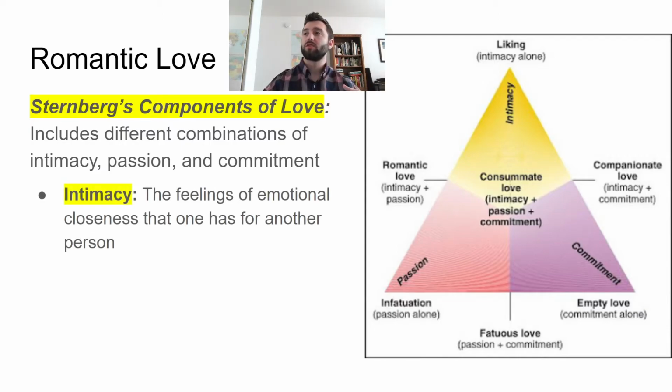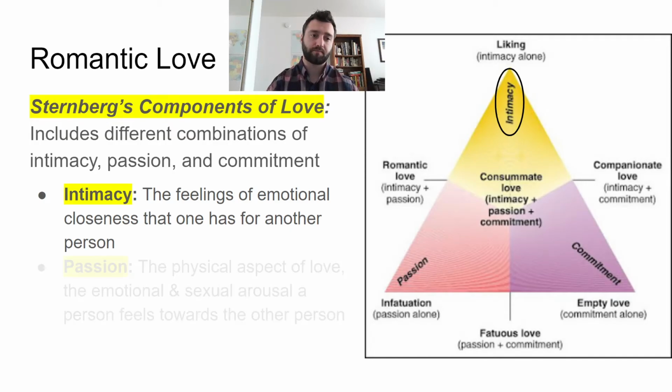There we go. So our first piece is intimacy, and you can kind of see it on this little triangle here at the top. Intimacy is the feelings of emotional closeness that one has for another person. Intimacy is often connected with friendship, right? When you have a really good friend, you probably share a level of intimacy. You are emotionally close to one another.